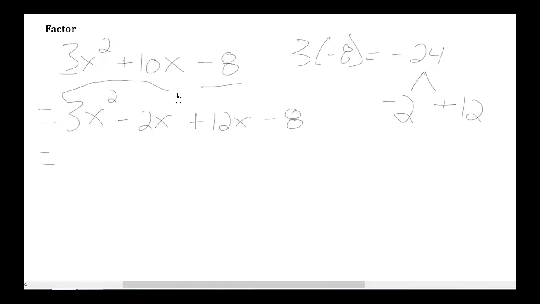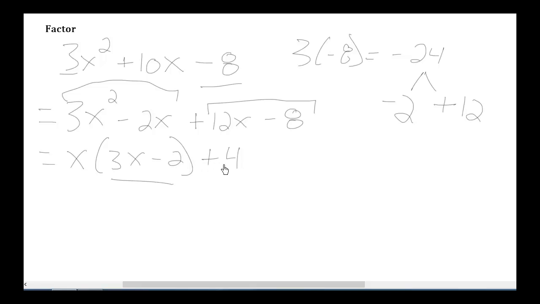Okay, look at the first two. What can I take out of these? Only an x. So parenthesis, that gives me 3x minus 2. And now I know I want to match this. So if I look at these two terms, what can I take out of 12x and minus 8? And the answer is a positive 4.